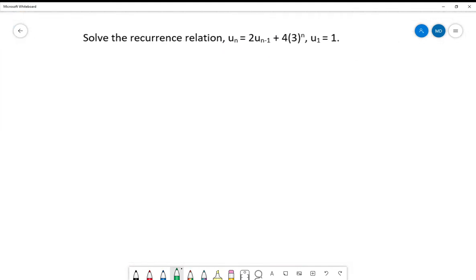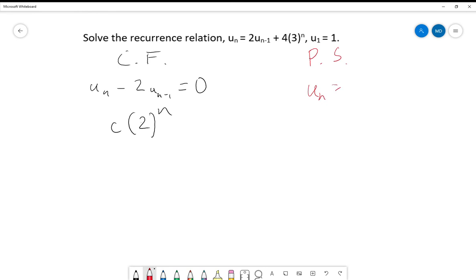Up here we have got un is equal to 2 un minus 1 plus 4 times by 3 to the n. Exactly the same thing. Our complementary function needs to solve just un minus 2 lots of un minus 1 equal to 0, and that is going to be something in the form c times by 2 to the power of n. Our particular solution, we need to try un equal to something that looks like this. And the thing that matters, the coefficients in front don't matter. That's in fact the thing that changes. So we need something that looks like 3 to the n. So we're just going to try c times by 3 to the n.